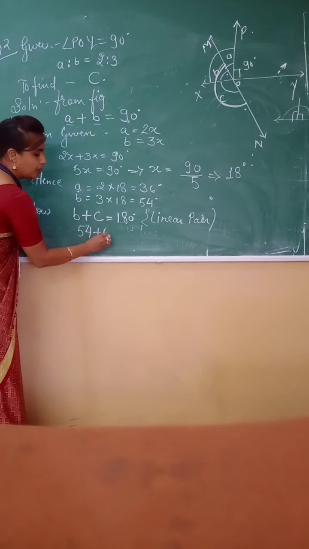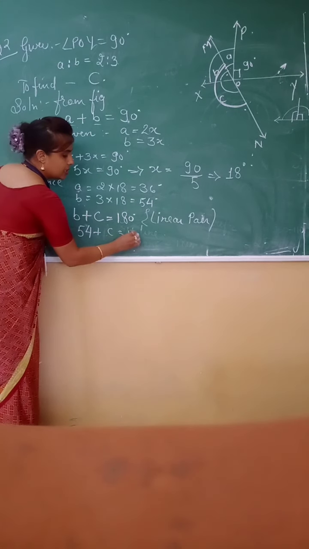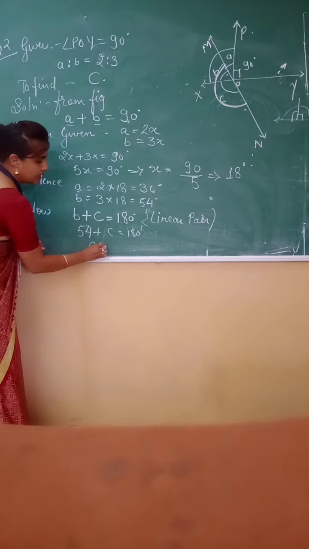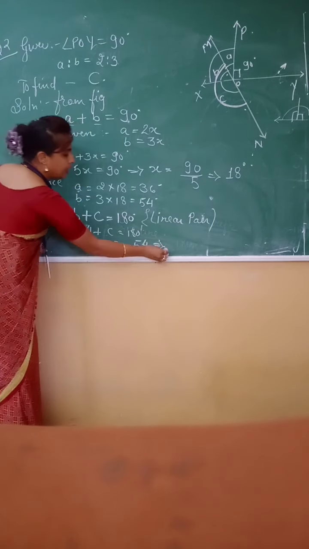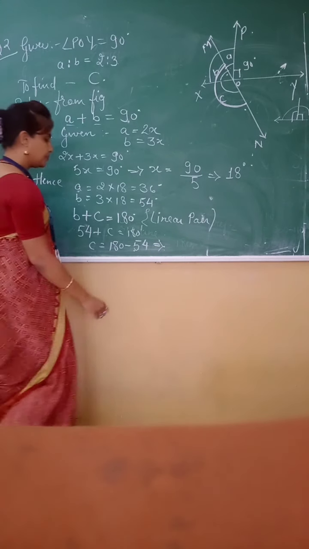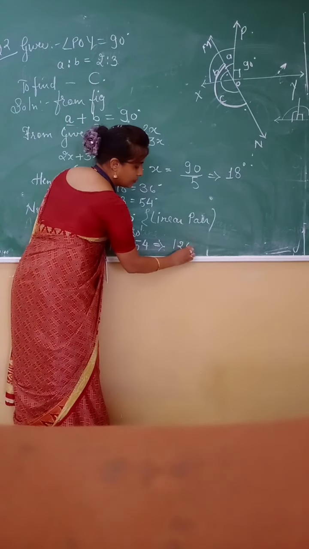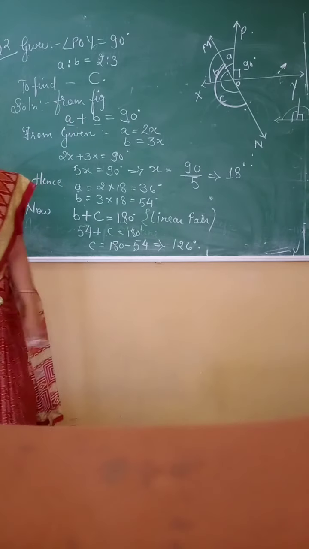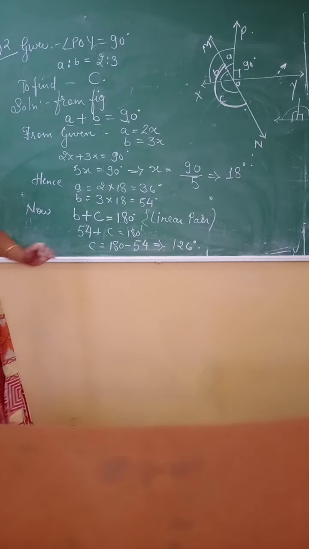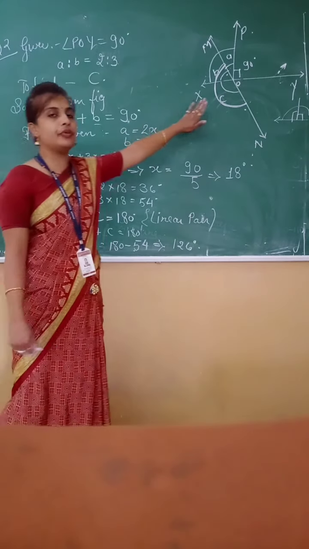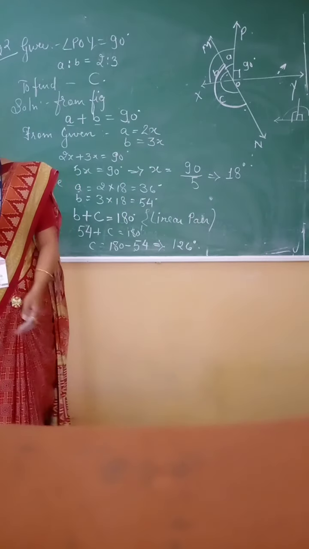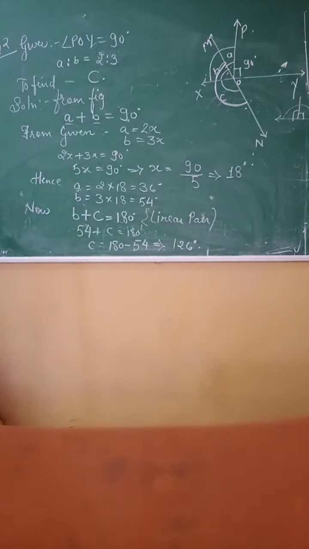The value of B is 54. So 54 plus angle C is 180. Means C is equal to 180 minus 54. Subtract it. What is the answer? 126 degrees. So the value of C is equal to 126 degrees. This is what we had to find in question number 2. Now move on to the next question.